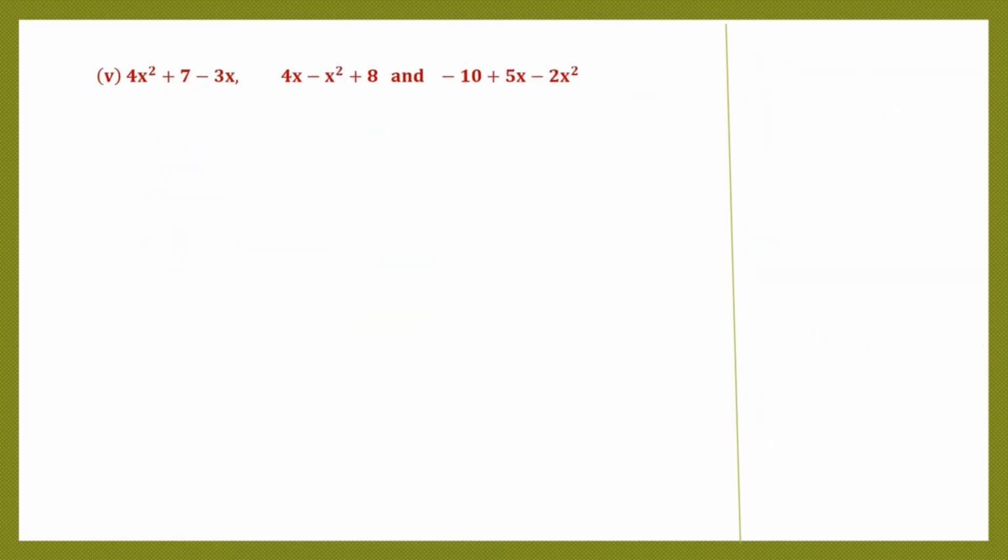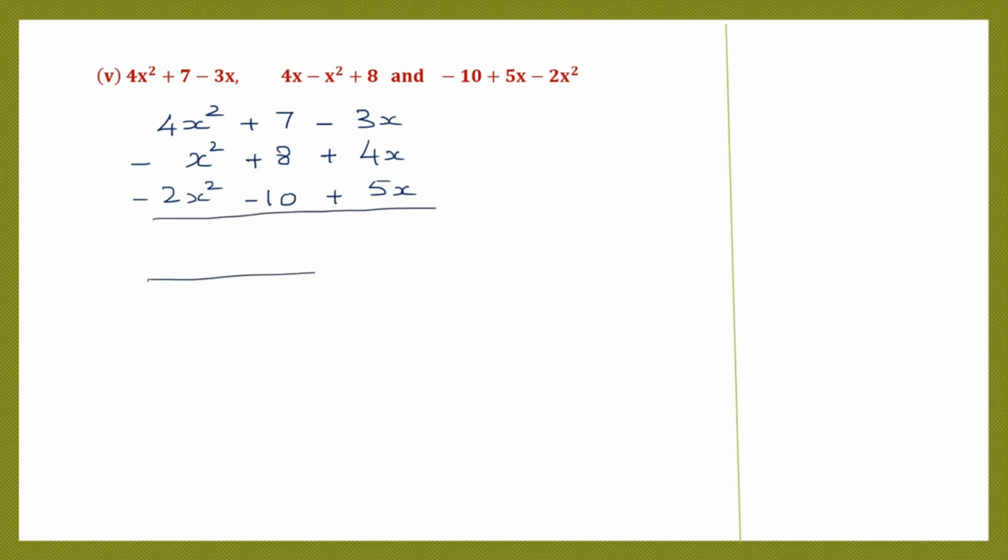Next question, question 5. So let's arrange these again. So we have 4x square plus 7 minus 3x. In the second set, we have 4x, that will be plus 4x minus x square. Remember to put it in the right column, plus 8. Last one, minus 10 plus 5x minus 2x square. All like terms in the same column. So we'll add up these.